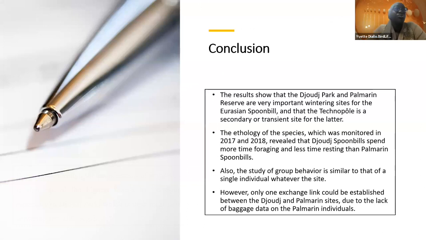In conclusion, the research shows that Jute Park and Palmarine Reserve are very important wintering sites for the Eurasian spoonbill, and that the Technopole is a secondary or transit site. The ecology of the species, which was monitored in 2017 and 2018, reveals that Jute spoonbills spend more time foraging and less time resting than Palmarine spoonbills. Also, the study of group behavior is similar to that of a single individual, whatever the site. However, only one exchange link could be established between the Jute and Palmarine sites due to the lack of banding data on the Palmarine individuals. Next slide.